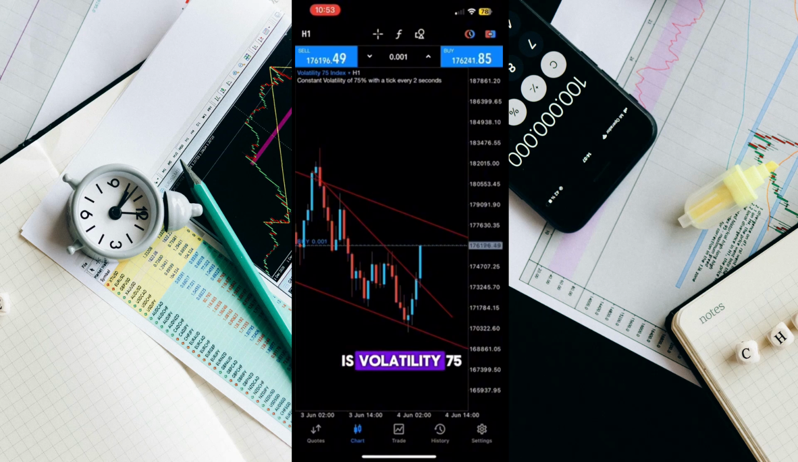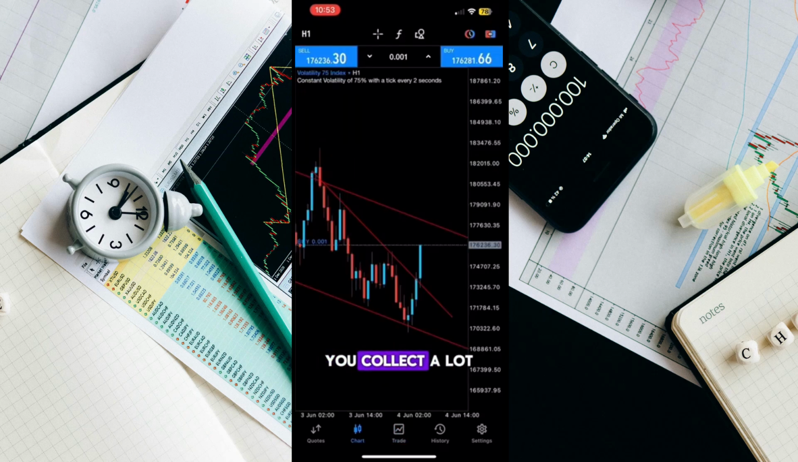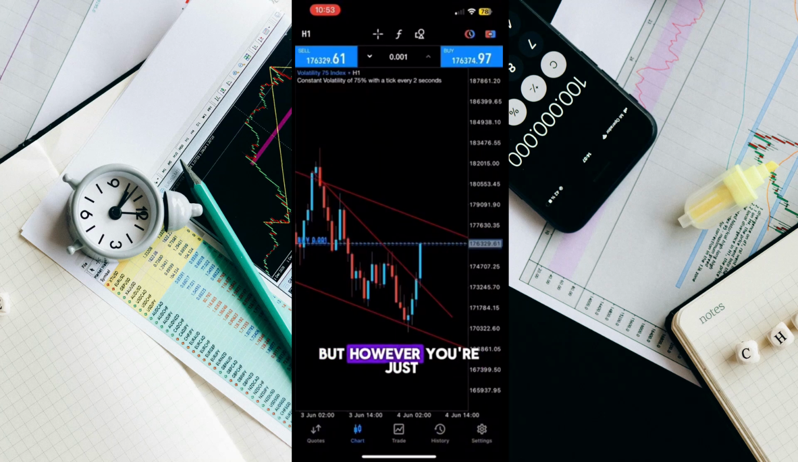Please note that this is Volatility 75. It is a very highly volatile market, so it means the profit that you collect is a lot, and also the loss that you get is also a lot. So it's kind of a do or die kind of market, whereby you just have to risk everything to get a lot. As you can see, now we are in loss, but however, we are just going to continue holding.